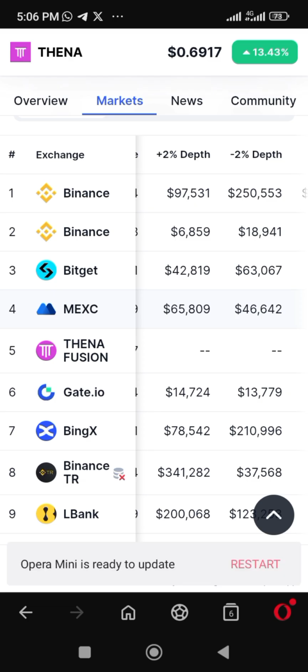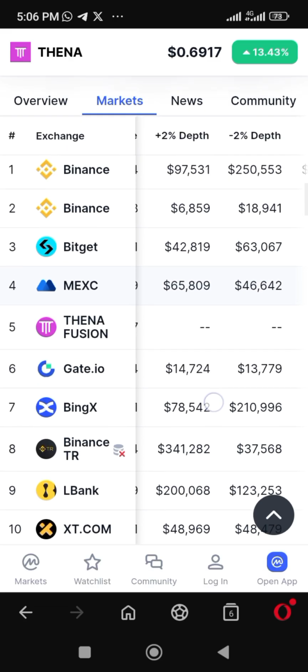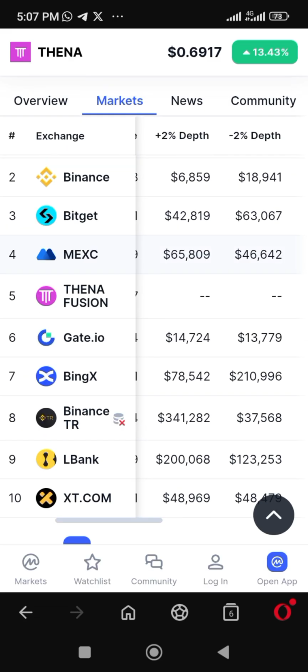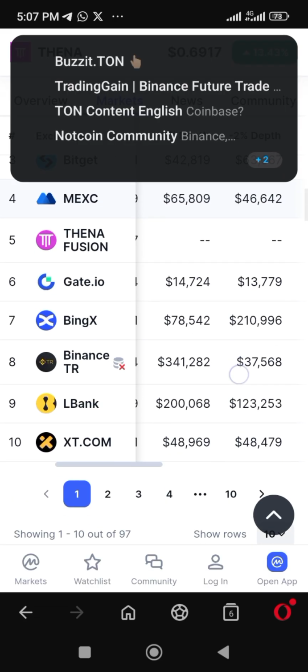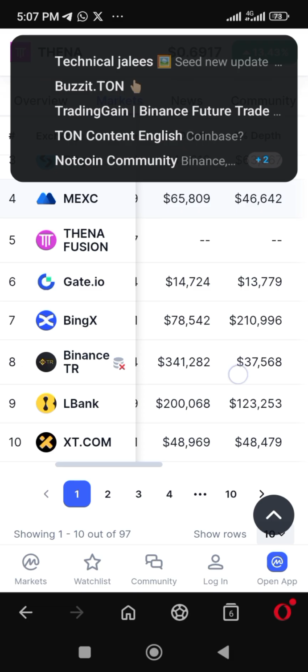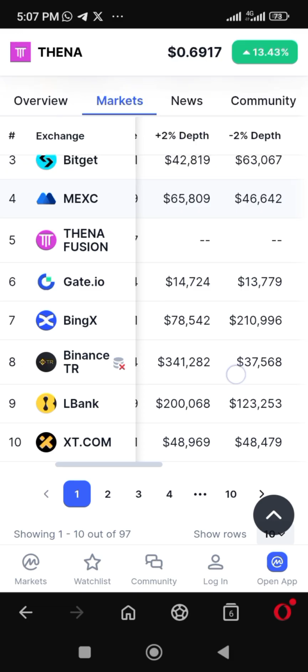What do you understand by price surge? Surge. Price surge means a rapid or significant increase in the price of a cryptocurrency within a short period of time.